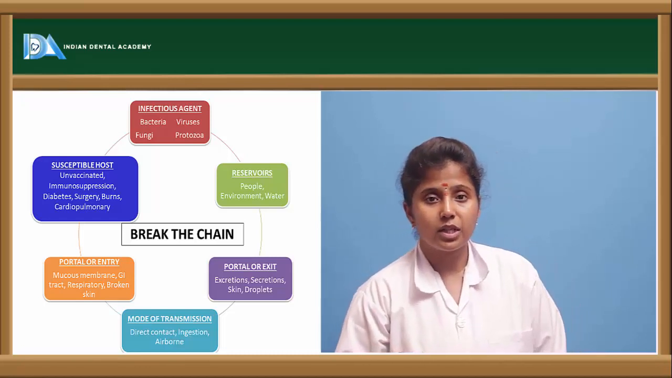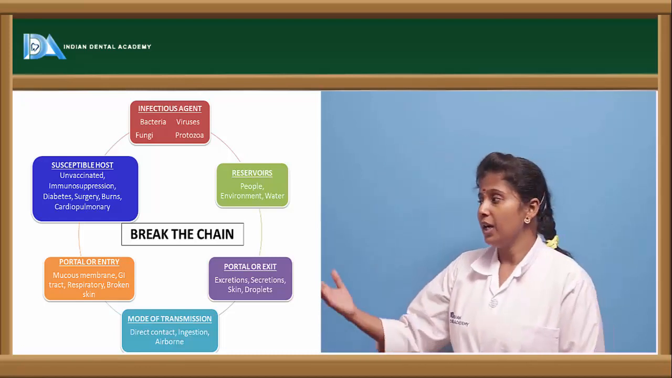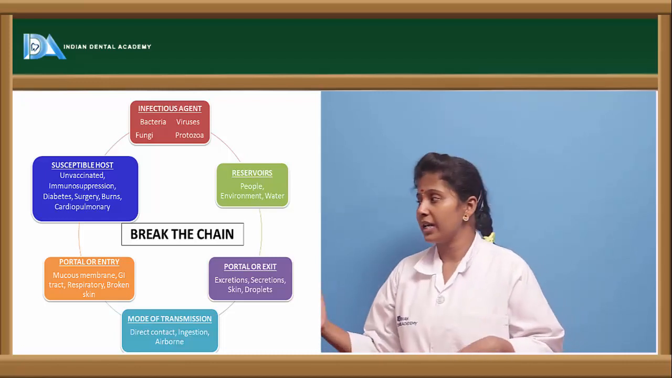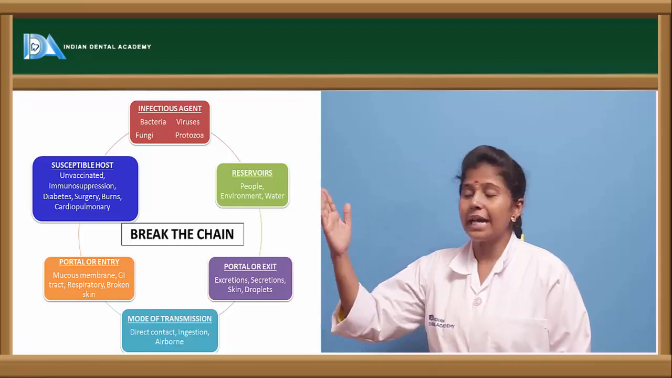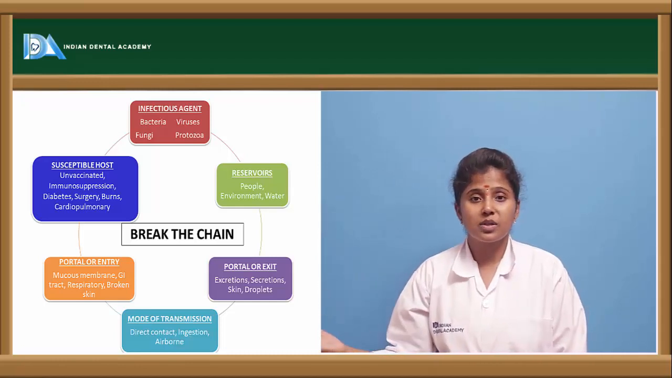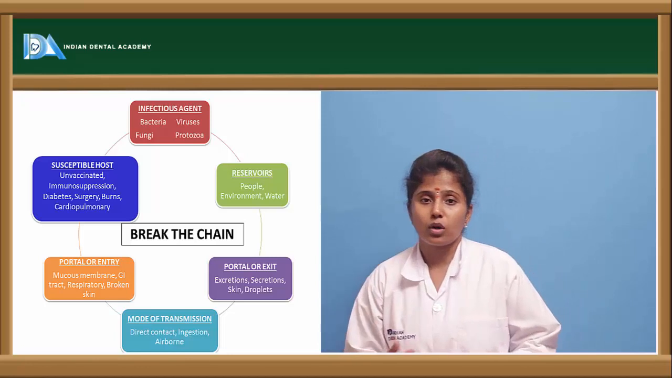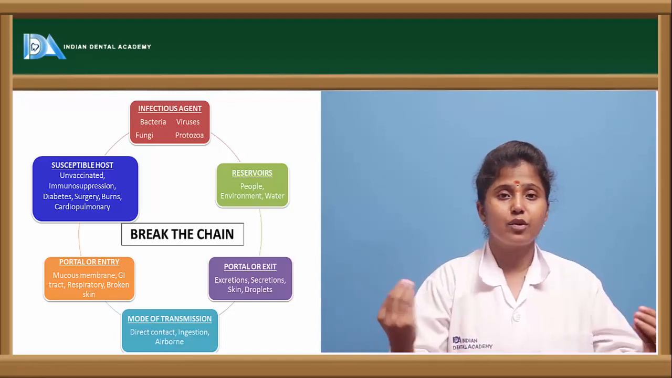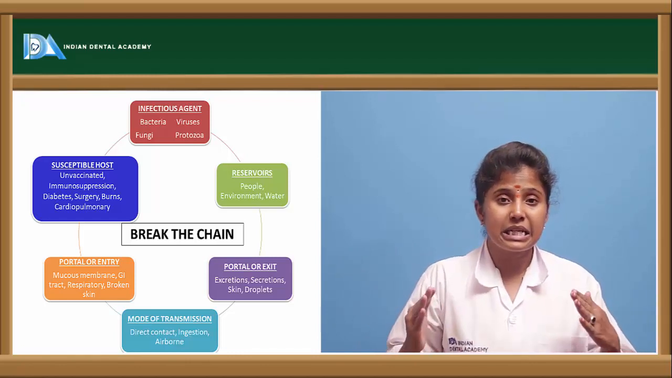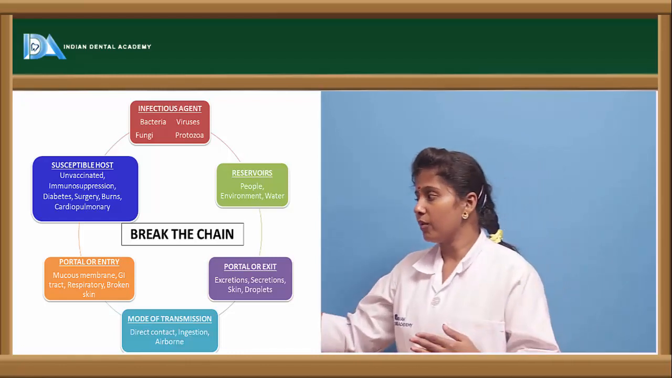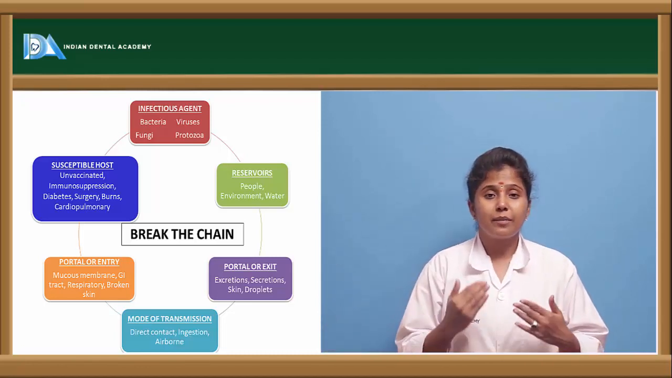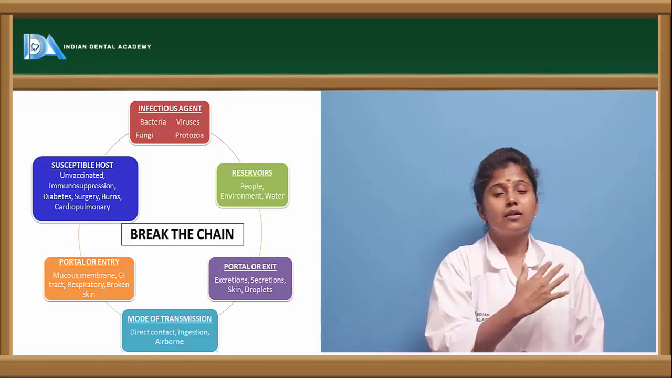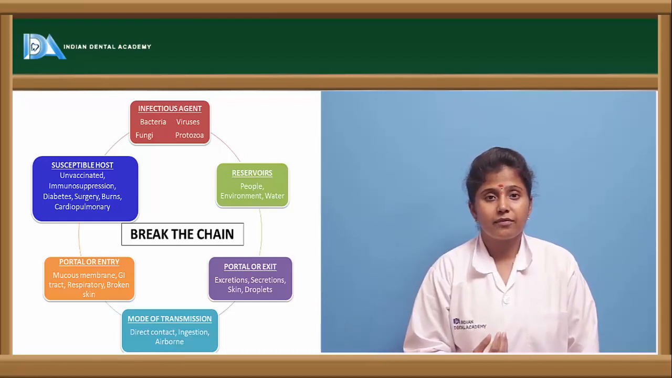So how can we break this chain, or what is the chain we have to break? Here, infectious agents. There are various infectious agents like bacteria, viruses, fungi, and parasites. These infectious agents enter into reservoirs. The reservoirs may be people, environment, or water. These microorganisms enter into individuals, or they stay in the environment, or in the water, and make them a reservoir.